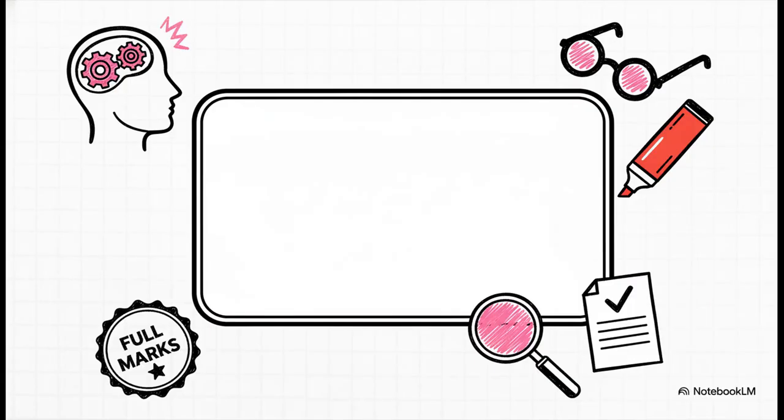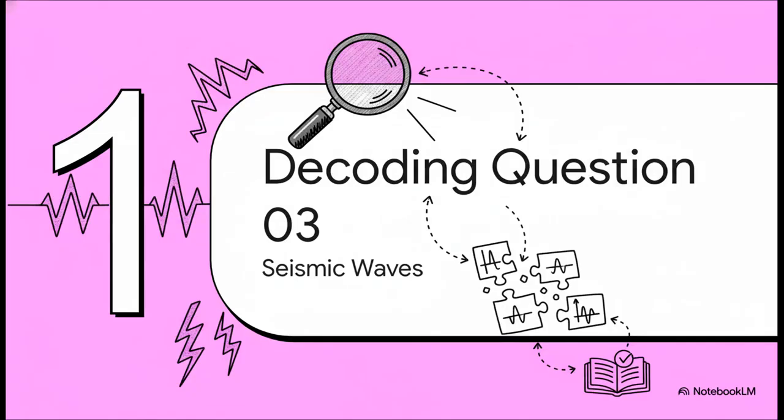Okay, let's jump right in. We're going to tackle question 03 from an AQA higher tier paper. The goal here is to get inside the examiner's head and see what it really takes to get full marks. So this is our focus. We're up against a multi-part question all about seismic waves, a real classic topic, right? We're going to dissect it piece by piece, just like you would in the real exam.